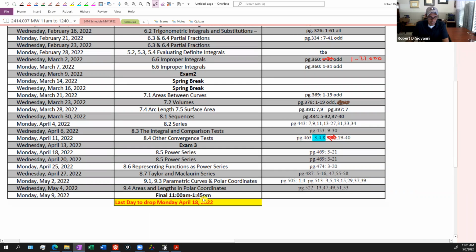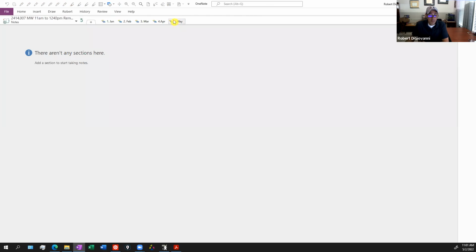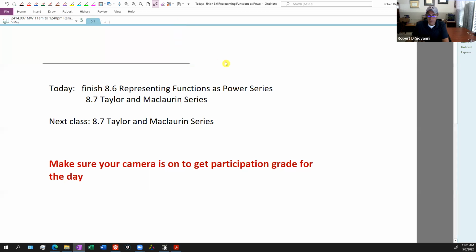We'll meet here at 11, we'll go to 1:45. But we need to finish the material that we're going to be tested on. So we're going to do three examples out of 8.6 that I didn't get to. Then we're going to start the very important 8.7, Maclaurin and Taylor series. So without further ado, let's move on.